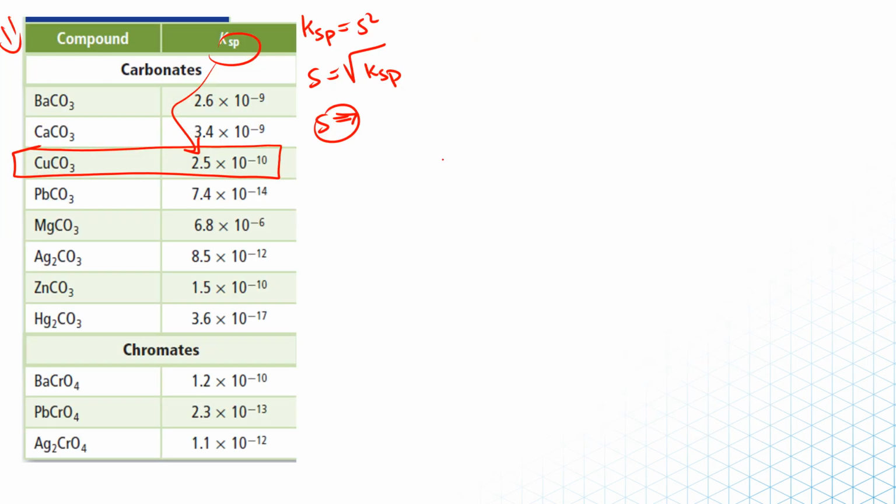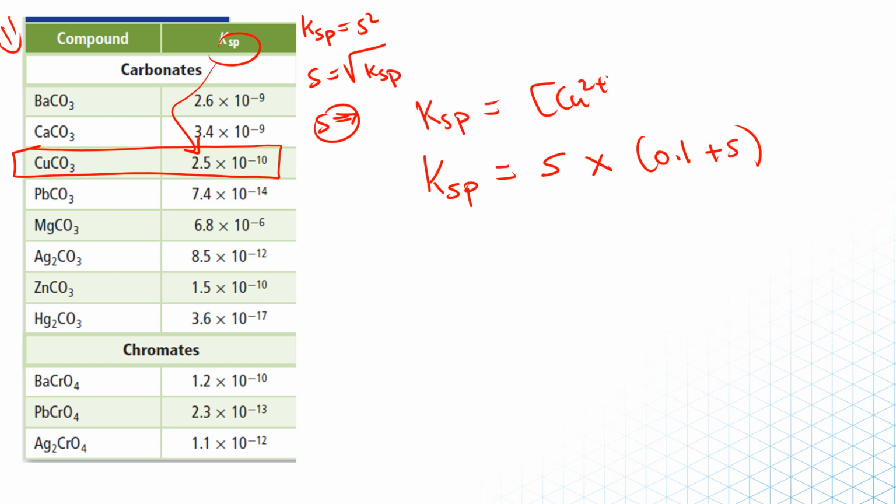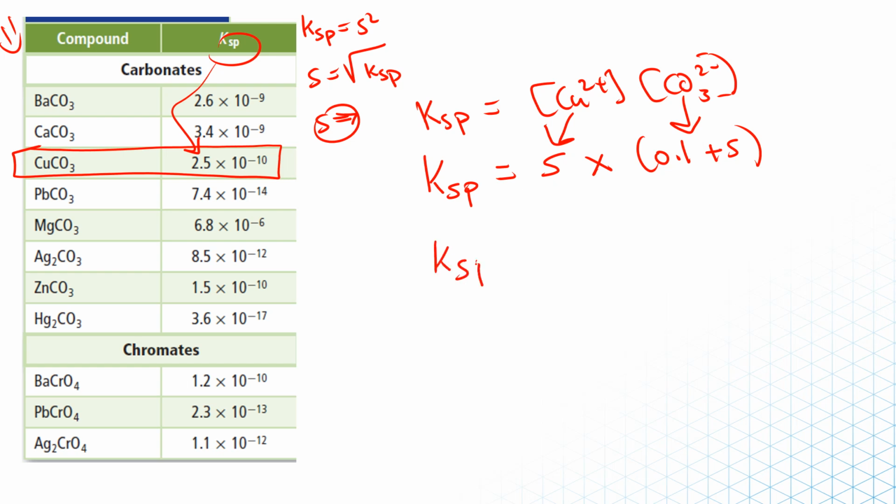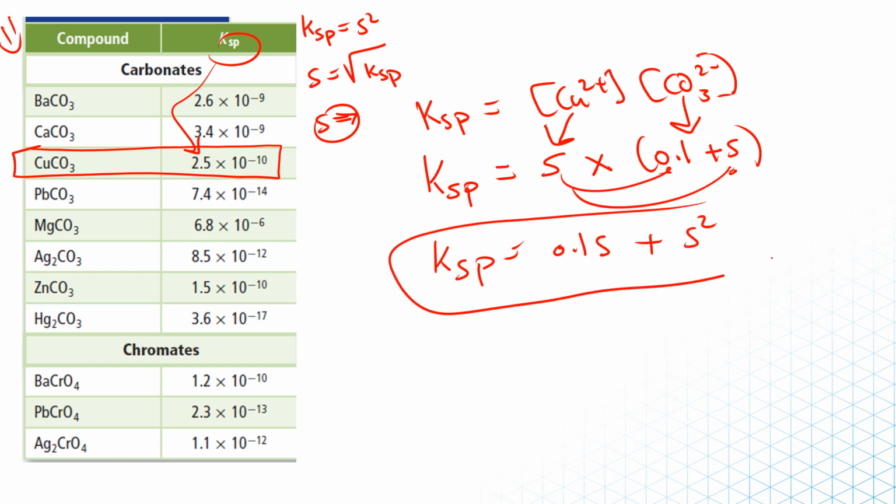Okay? So in other words, the KSP is going to be S times 0.1 plus S. KSP equals the concentration of Cu plus 2 times the concentration of CO3 minus 2. The concentration of this is S. The concentration of this is going to be S plus 0.1. ليش؟ لأنه أنا ذوبت المركب في هذا المركب وهذا المركب already كان فيه 0.1 مولر of CO3 minus 2. لو كان ذايب في المي كان اثنيناتهم S. بس already المحلول موجود فيه 0.1 CO3 minus 2. So multiply this equation. S here and S here. So 0.1 S plus S square. So this is a quadratic equation.